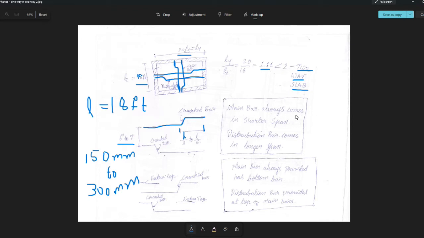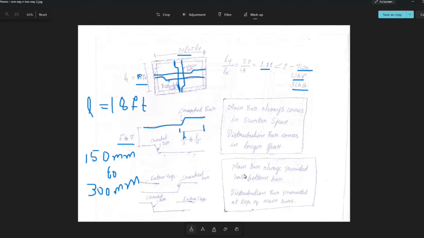So the main bar always comes in the shorter span, and the distribution bar is the longer bar. So this acts as a distribution bar. The distribution bar comes in the longer span. So this you need to take care: the shorter span will be the main bar and the longer span will be the distribution bar.